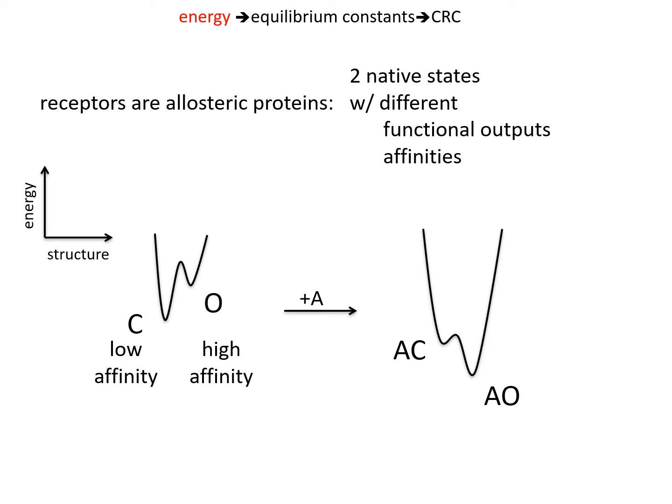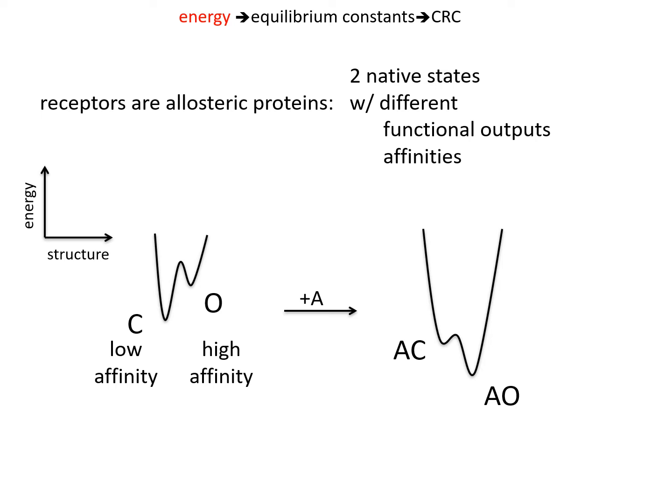And if you look at the left, this is the energy diagram, energy landscape without any agonist present. The left well is called C for closed channel, and the right well is O for open channel. C has a low affinity for agonist, and O has a high affinity for agonist. And you can see that without ligands, O is less stable than C, which means the probability of being in O is going to be smaller than in C.